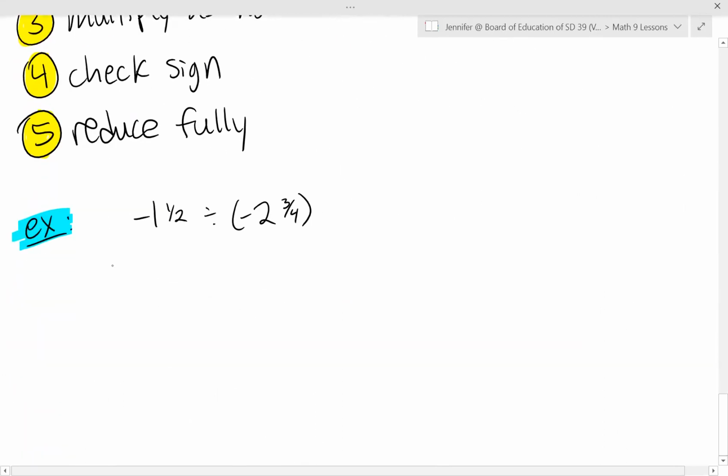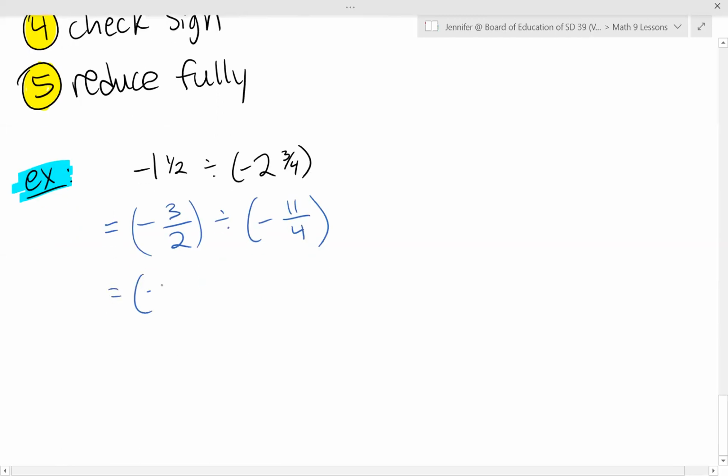So our last problem here, let's convert this to improper. We've got negative, 2 times 1 gives us 2, plus 1. So we've got 3 over 2, divided by negative, 2 times 4 is 8, plus 3 is 11 over 4. Put this in brackets as well. We keep the first fraction the same, change the sign to multiplication, and then flip our second fraction.